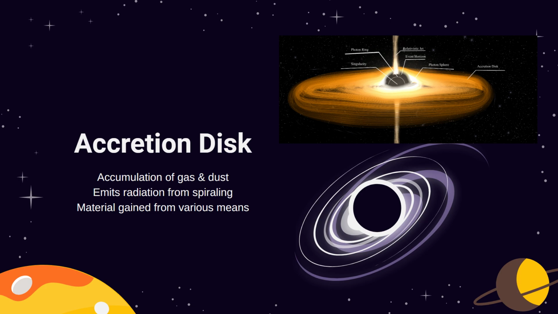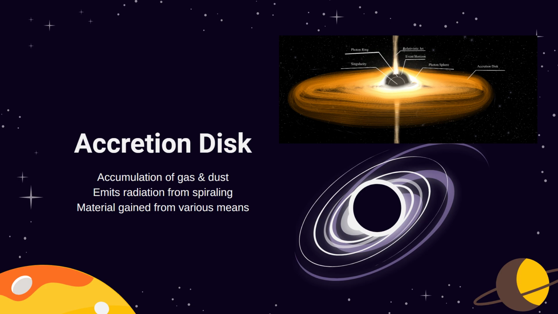Next is the accretion disk. Now this is that large spiral that's very familiar with depictions of black holes. The accretion disk is actually an accumulation of gas and dust. This disk spirals around the black hole, and that spiraling emits radiation, and this radiation can be observed. Now, the material that composes the accretion disk is in just about all black holes, but it's gained through various means depending on what type of black hole it is.